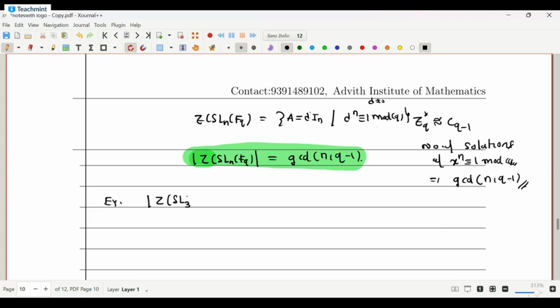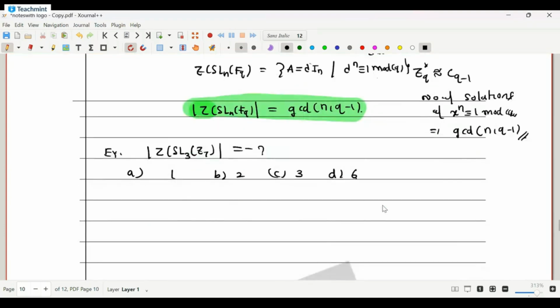or rather take SL3 of Z7. Z of SL3 of Z7 is equal to dash. Options are A 1, option B 2, option C 3, option D 6. So the formula is easy to apply, but what are those elements?